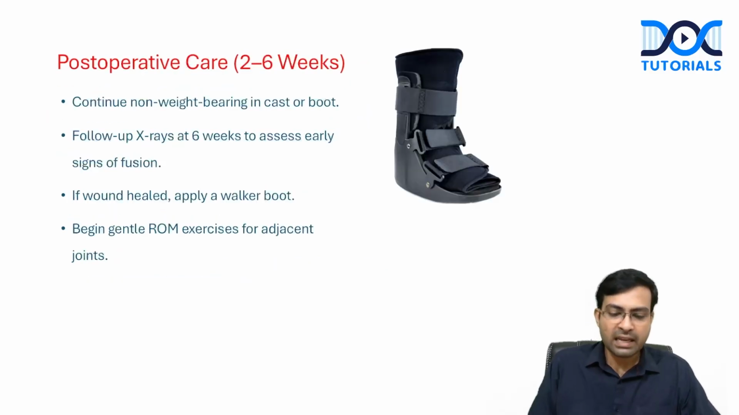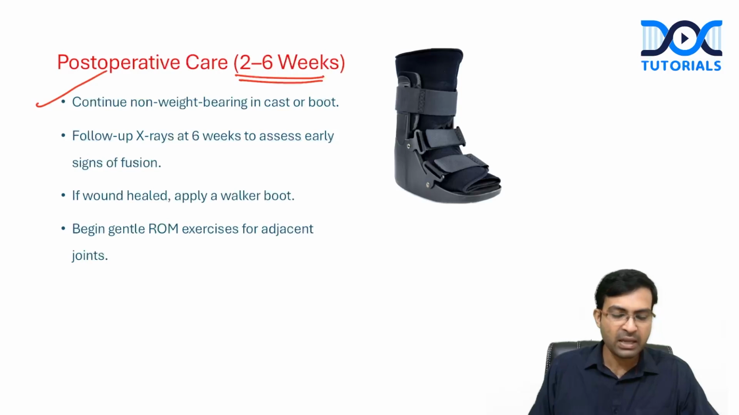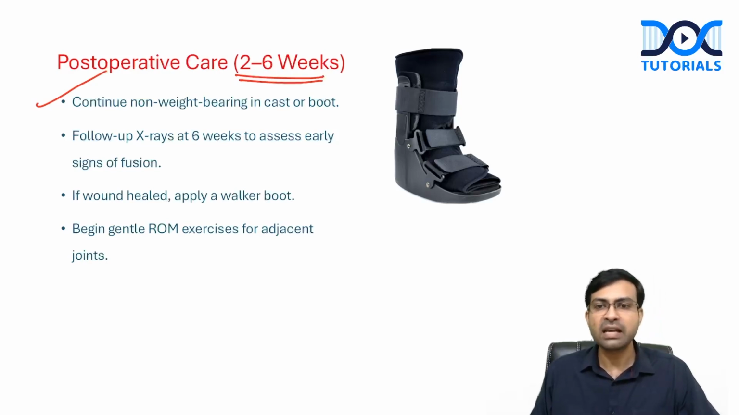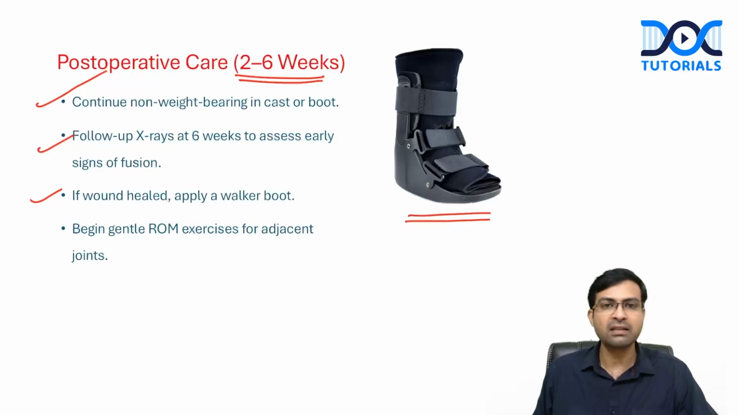Now, in the 2 to 6 weeks, you continue non-weight bearing and you can put a below knee cast, and you take a follow-up X-ray at the end of 6 weeks, and see if there is proper union happening. If everything is progressing well, at the end of 6 weeks, you can change the cast and put a pneumatic walker like this. But gentle range of motion exercises can be started at the other joints. Ankle joint cannot be moved, but toes can be moved. Knee exercises, hip exercises, spine exercises, etc.